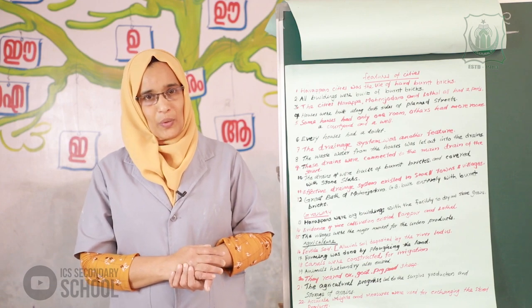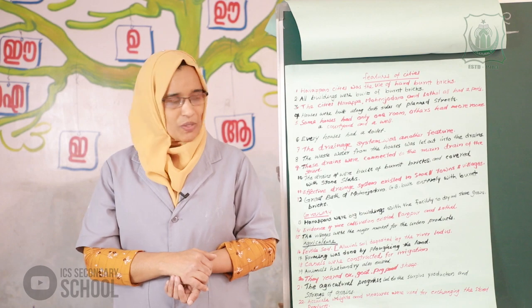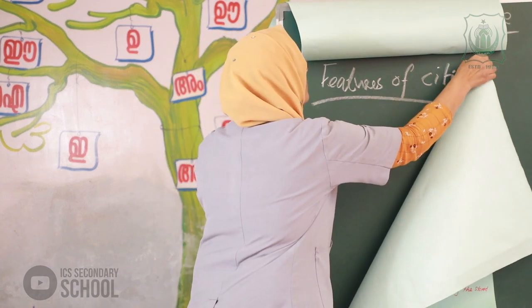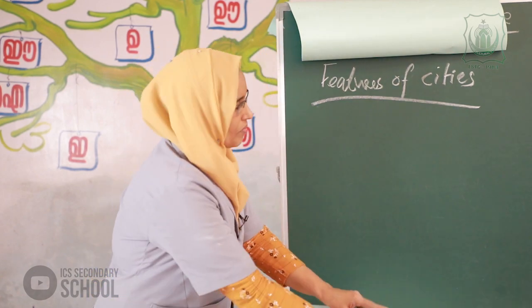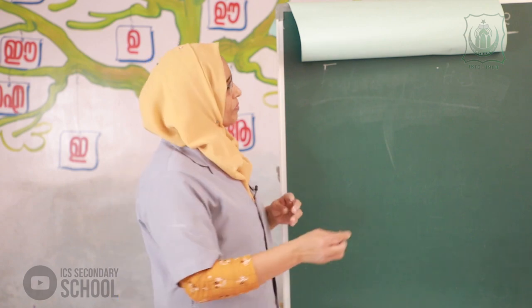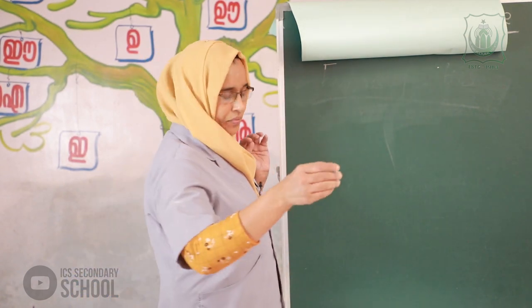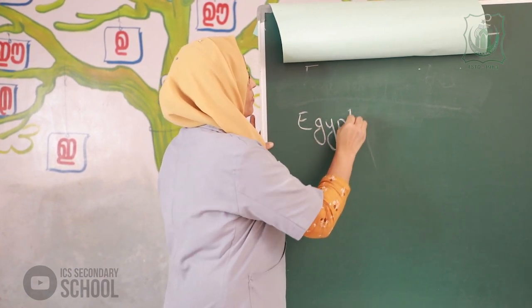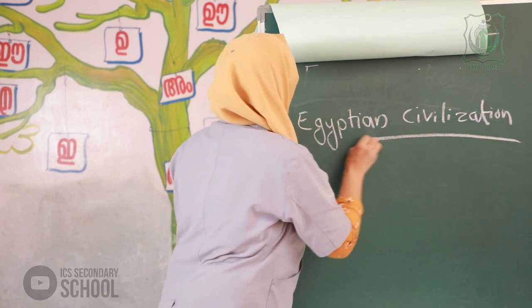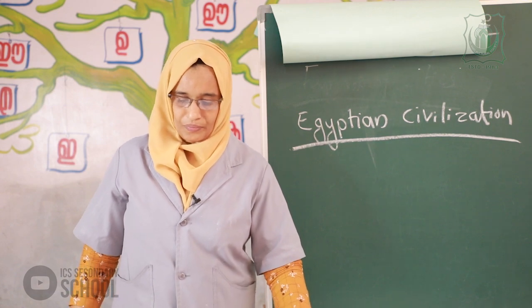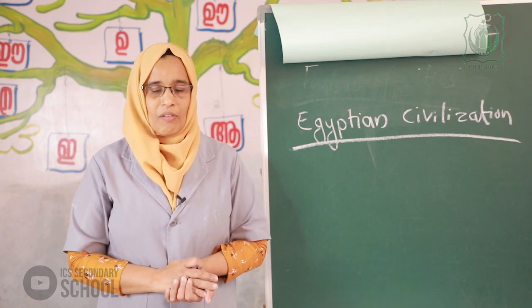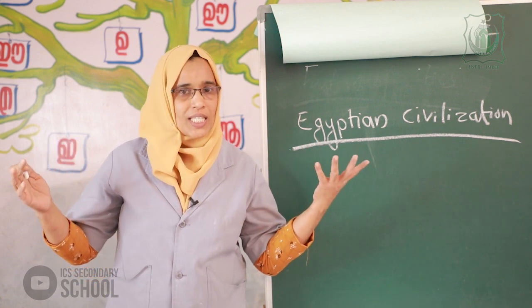Then next we discuss the Egyptian civilization. Listen. The king of Egypt was known as Pharaoh.